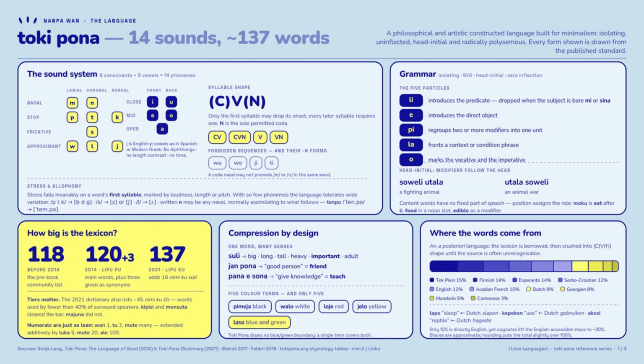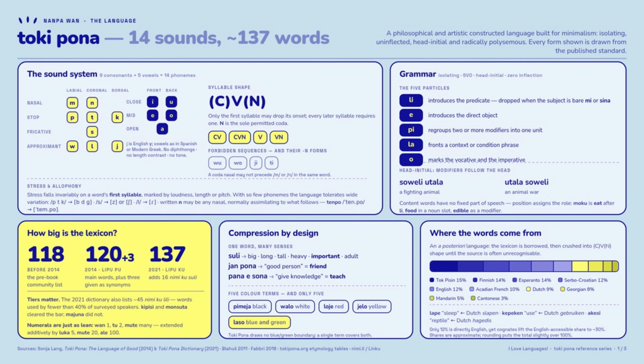Grammatically, it is isolating, subject, verb, object, and head initial, with no inflection whatsoever. The particle li introduces the predicates, e the direct object, pi regroups 2 or more modifiers into a unit, la fronts a context phrase, and o marks the vocative and imperative, and li is dropped when the subject is bare mi or sina. Content words belong to no traditional part of speech.